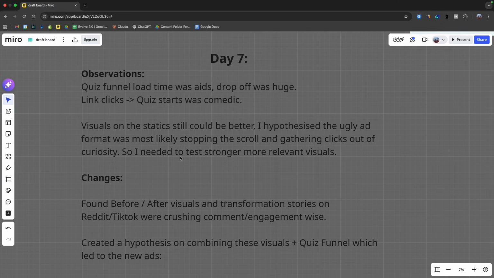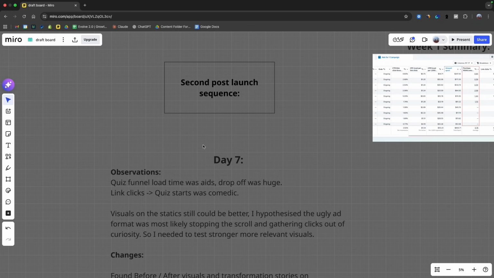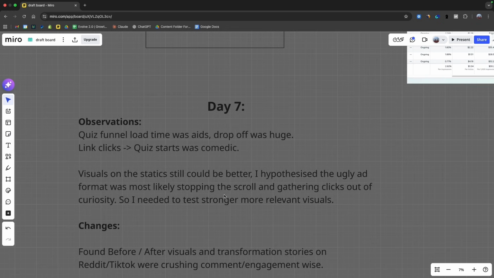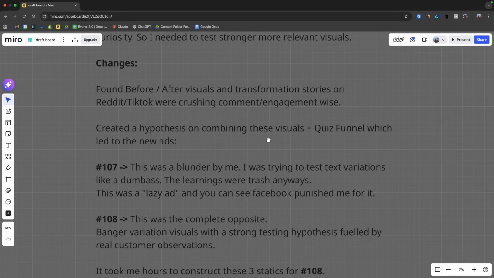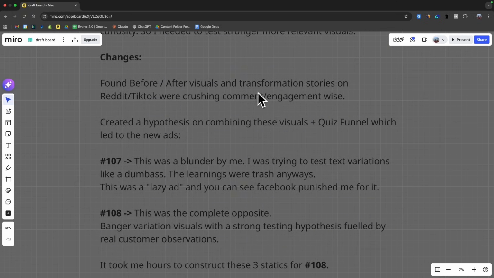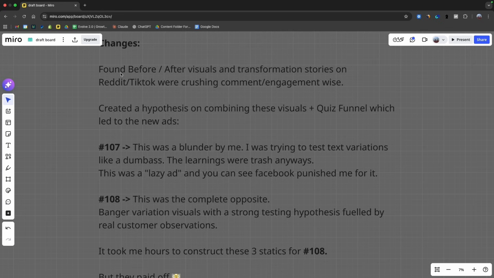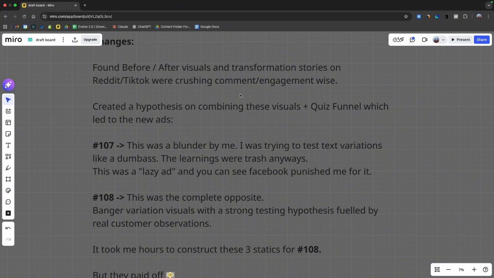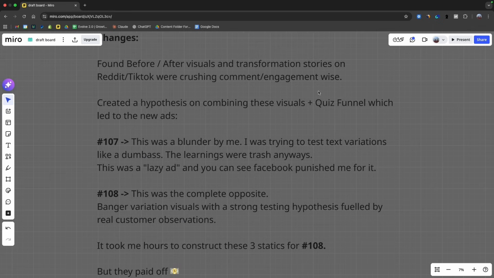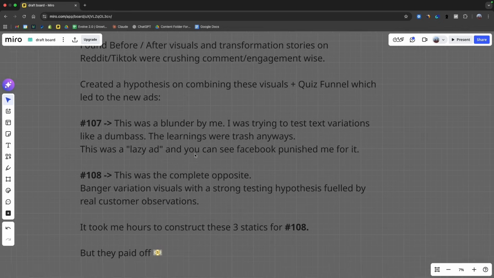Even though we did implement the quiz funnel, I did notice that the quality of traffic was pretty low. So I've switched my visuals to be more towards this new ad, I think it was 105 with the larger swing, and dialed that in. Another big thing was obviously a lot more research done, and this is where I really started to come up with winning ad concepts. I found a lot of before and after visuals and transformation stories on Reddit and TikTok were crushing, with very high comments, very high engagement. I then created a hypothesis on combining these visuals plus the quiz funnel, which led to these new ads.